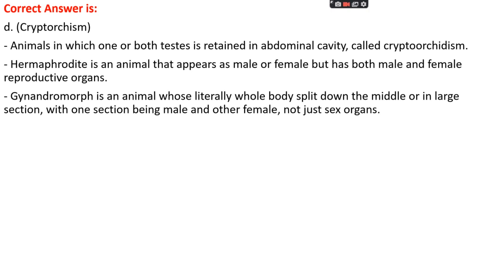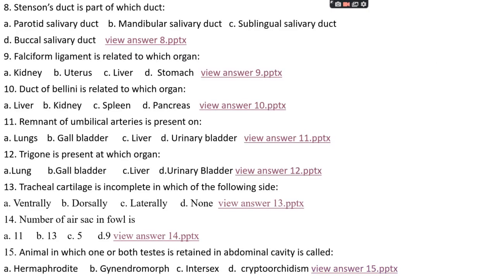A hermaphrodite is an animal that appears like a male or female but has both male and female reproductive organs, while a gynandromorph is an animal whose whole body is split down the middle or in large sections, with one section being male and the other section being female, not just the sex organs.